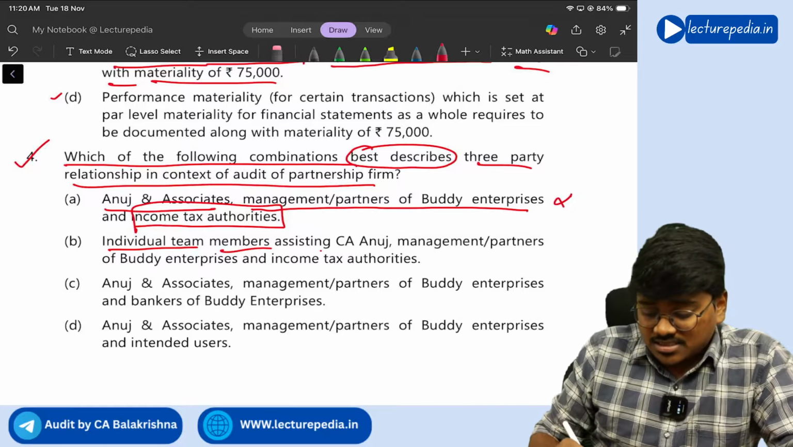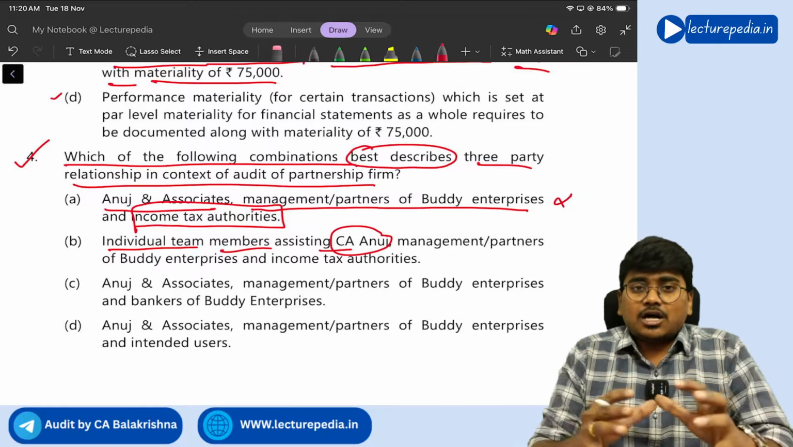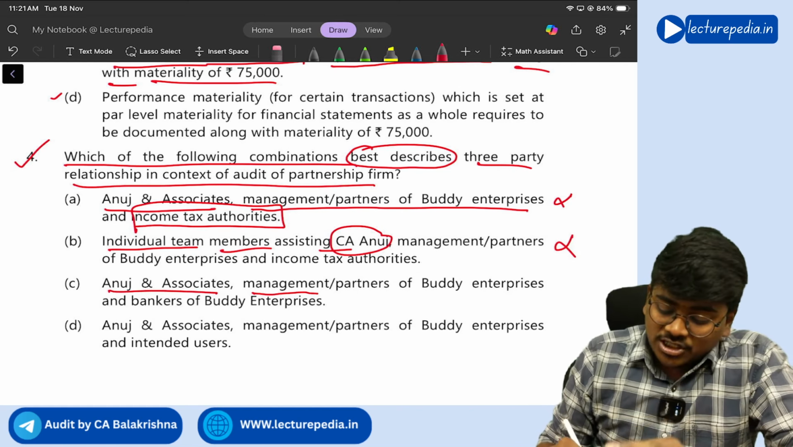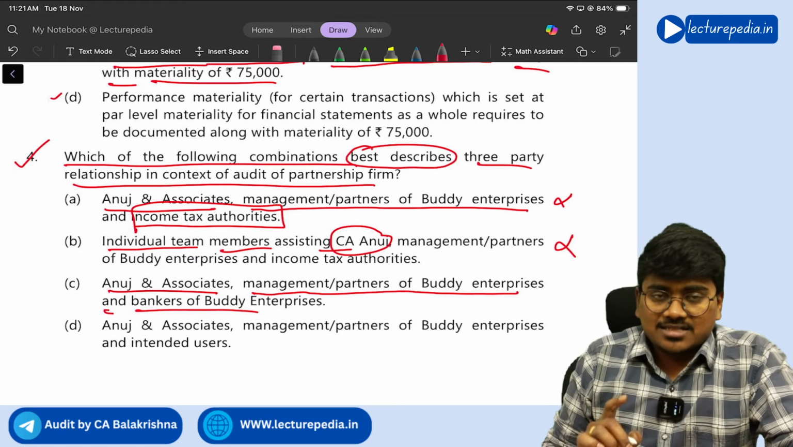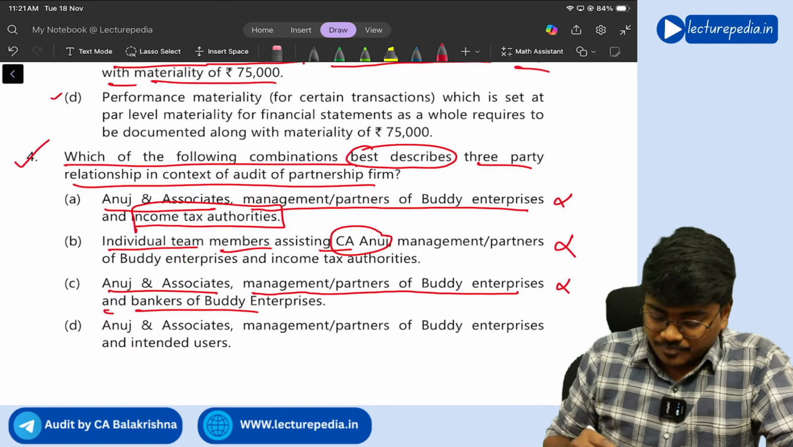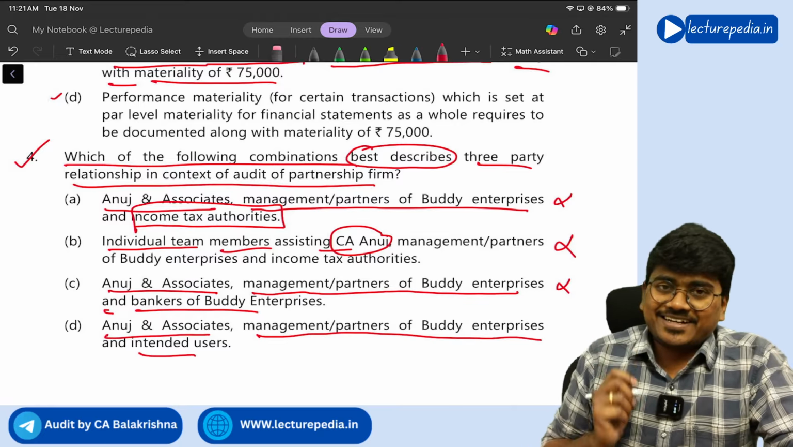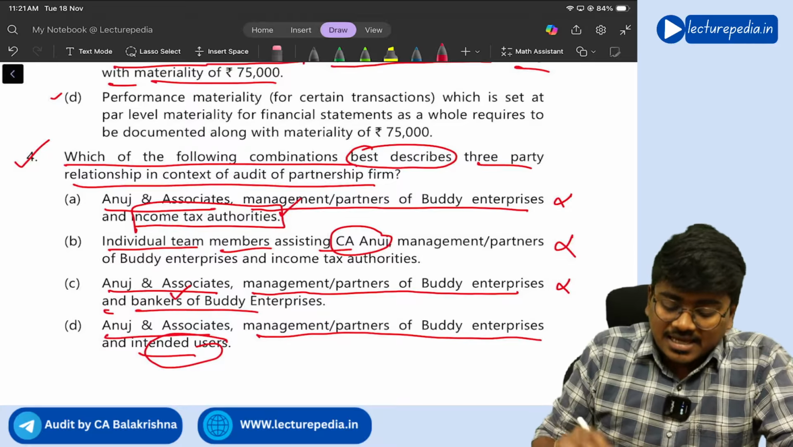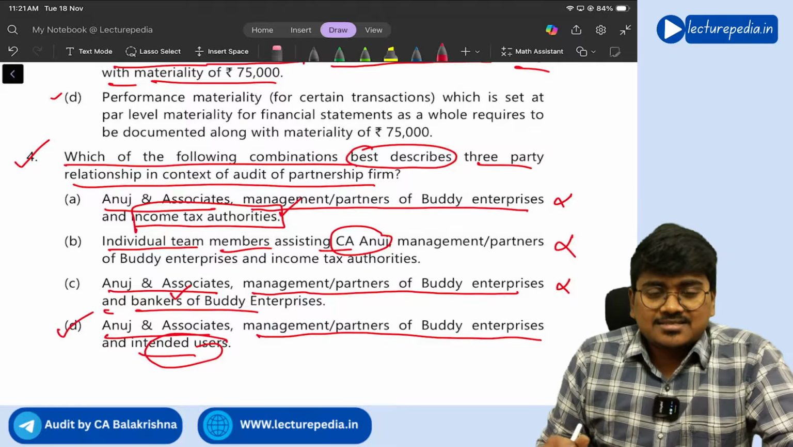Individual team members assisting CA Anuj: not individual team members, you should include the complete audit firm. So this is also wrong. Anuj Associates, management partners of Buddy Enterprises, and bankers: again they are making the same mistake. You should use the term intended users. Anuj Associates, management partners of Buddy Enterprises, and the intended users. Yes, intended users include the bankers and income tax authorities also. Got it? So option D is the correct option.